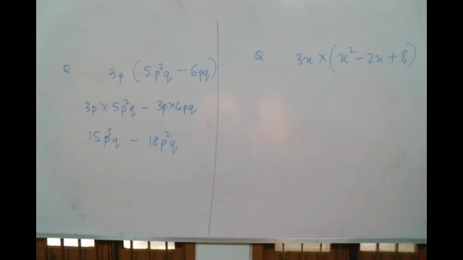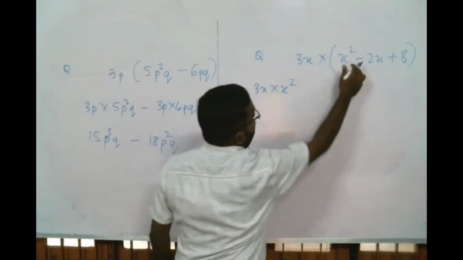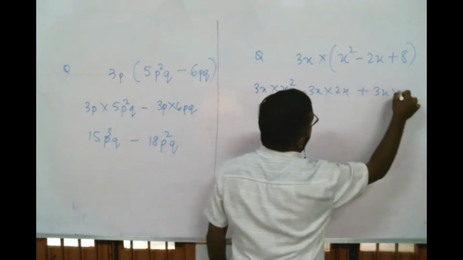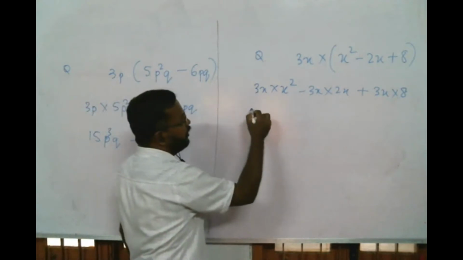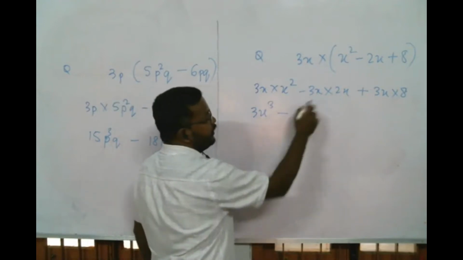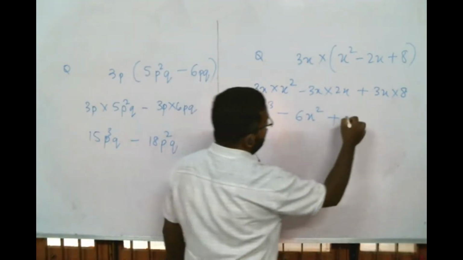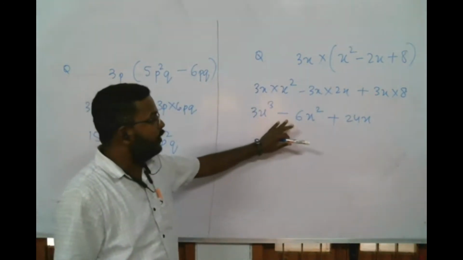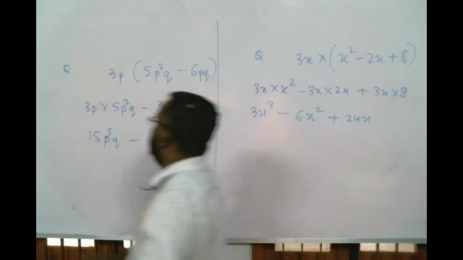Okay, let's go to this question now. So 3x we have to multiply with x square also, minus 3x we have to multiply with 2x also, plus 3x we have to multiply with 8 also, using distributive property. So now 3x into x square you will get 3x cube, minus 3x into 2x, 3 into 2 will get 6, x into x you will get x square, plus 3 into 8, 24x. So 3x cube minus 6x square plus 24x. Okay, so let's go to the next question.